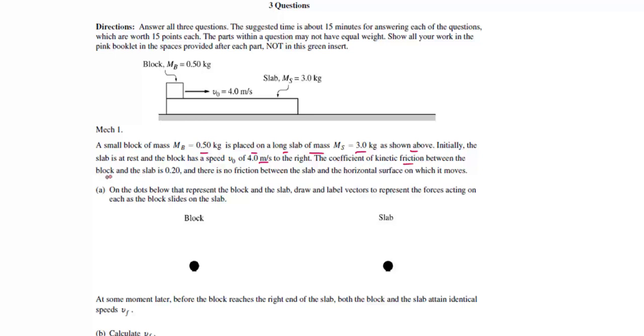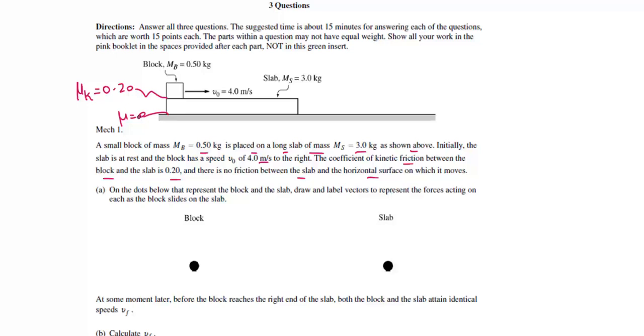The coefficient of kinetic friction between the block and the slab is 0.2, and there is no friction between the slab and the horizontal surface on which it is moving. Okay, so here we have friction, and the coefficient of kinetic friction is given as 0.20, and here there is no friction, right?